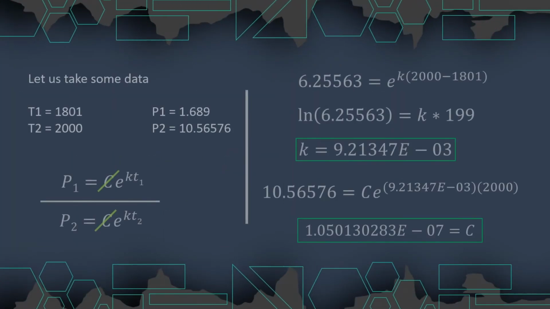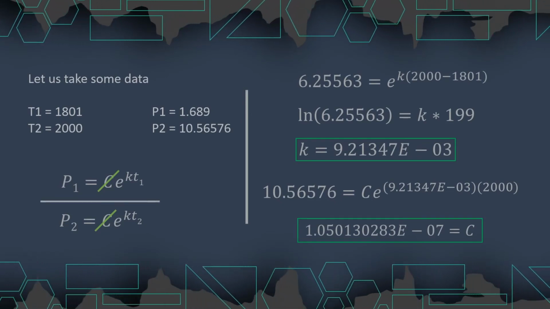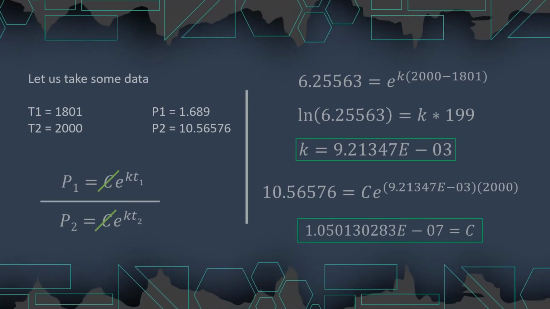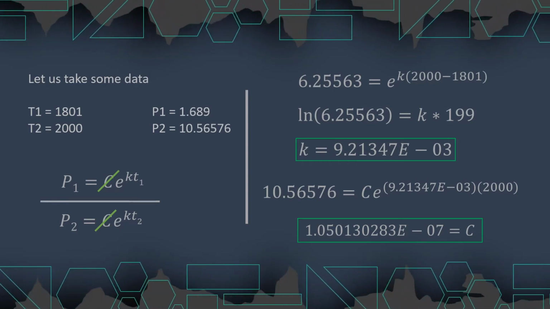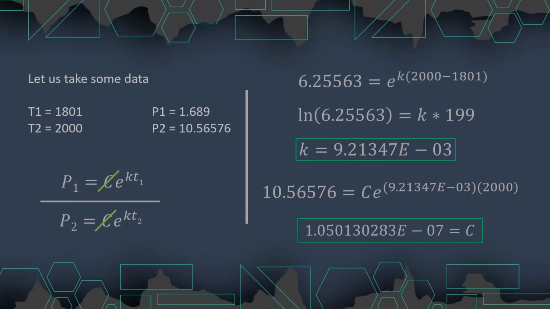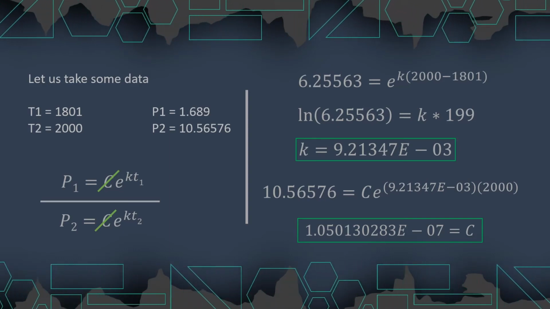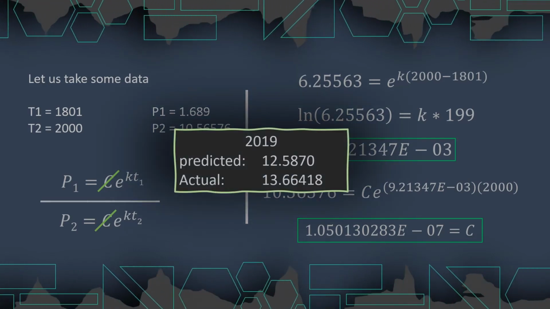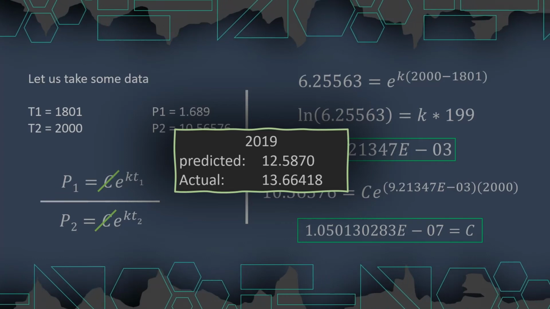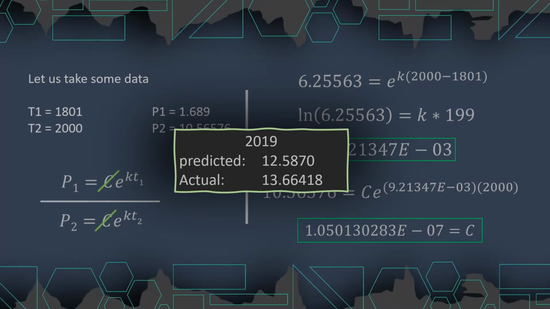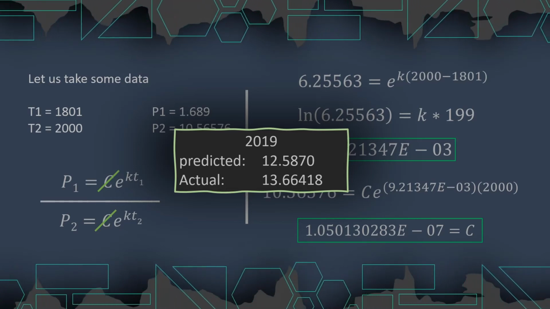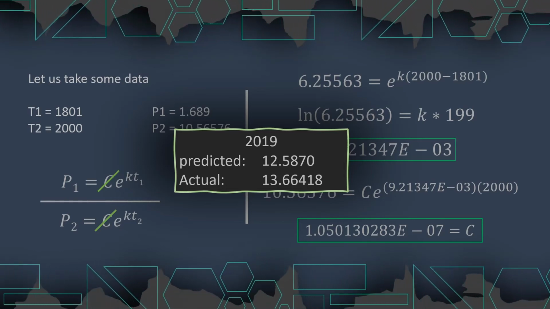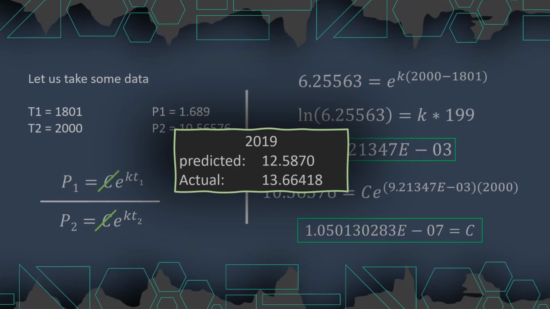Dividing population 1 and population 2 equations, k comes to be 9.2134 into 10 to the power minus 3. Substituting the year 2000 values, we get the constant C is equal to 1.05013. After finding k and C, solving for year 2019 is very easy, and the predicted population comes to be 12.5870. But the actual population is 13.664 into 10 to the power 8 people.